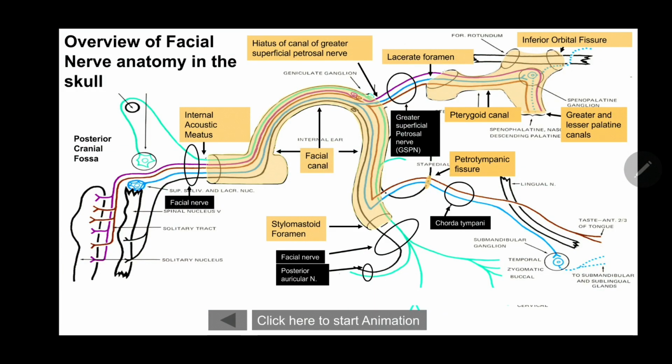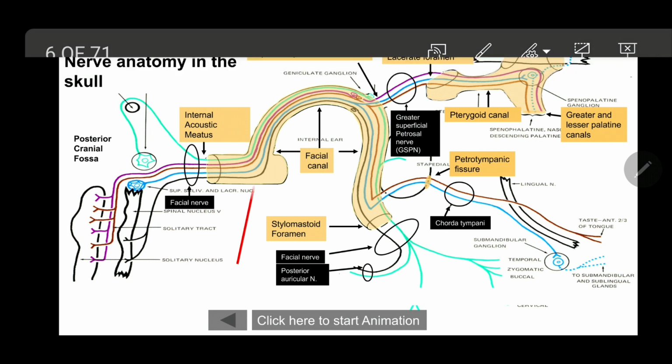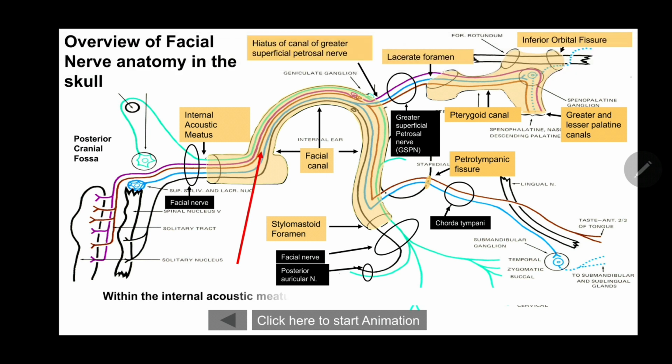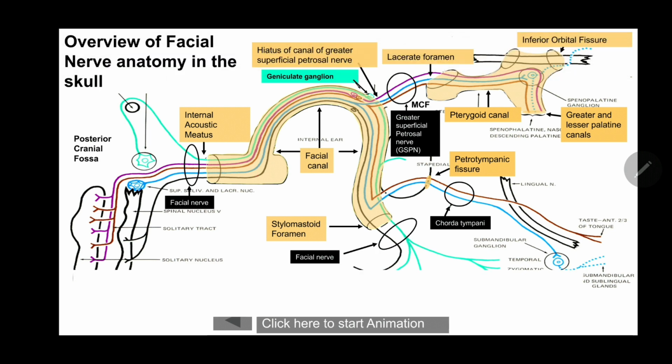Okay, now let's move to the animation portion of this slide. I have tried to cover maximum orally; I have described it. Now you can read what I have mentioned here. Now you can see that within the internal acoustic meatus, the facial nerve enters the facial canal. Got it?